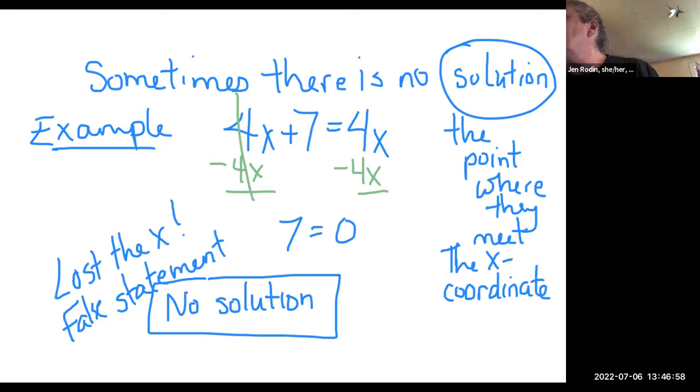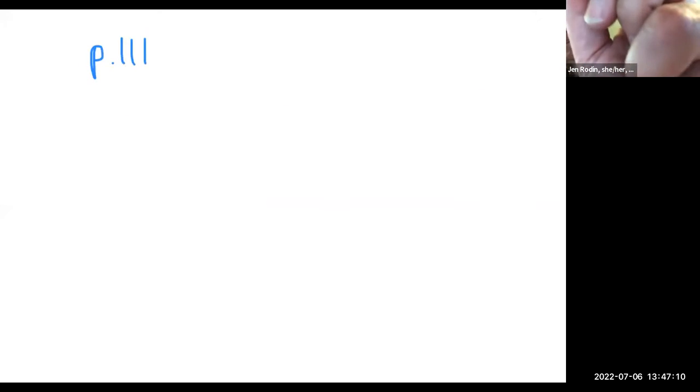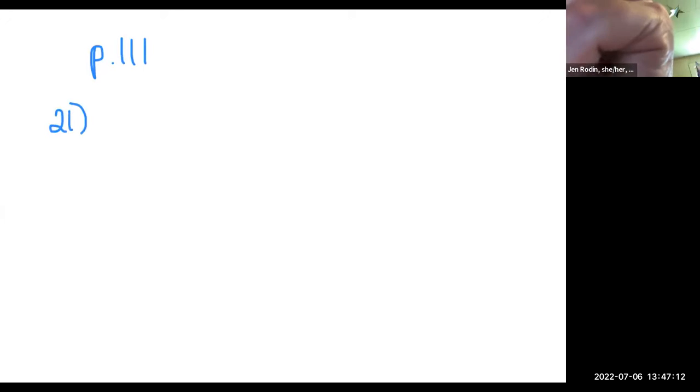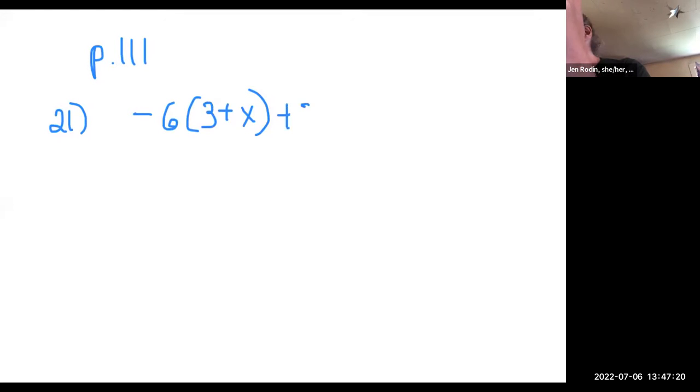But let's do one more that's going to end up to be no solution, just so you can get the feel for it. One that's harder. So this one is in the textbook on page 111, and it's number 21. So this will give us some practice with all that distributing from earlier. 6 times 3 plus x plus 2 times 3x plus 5.